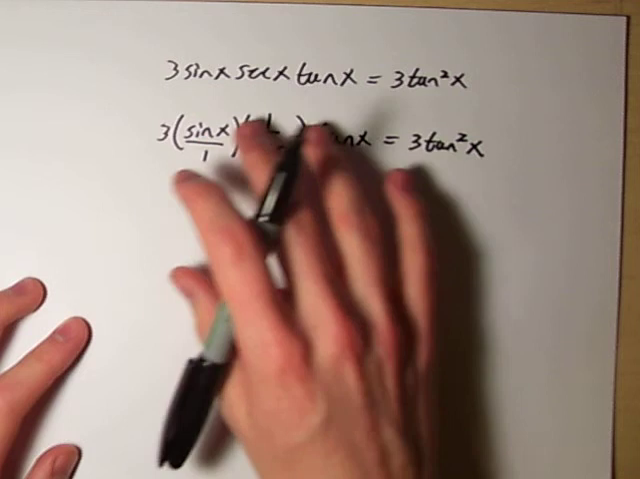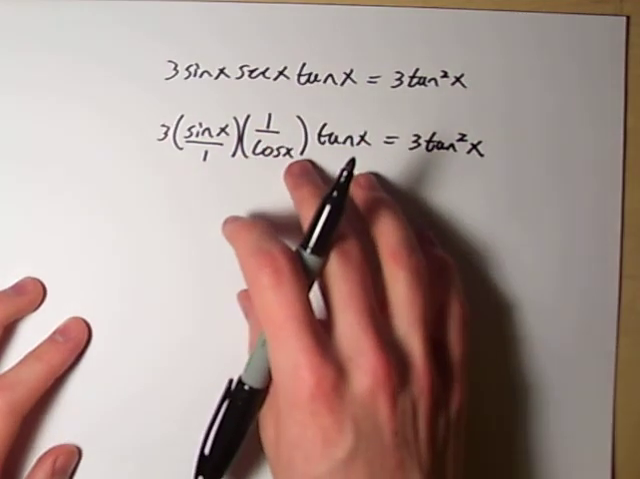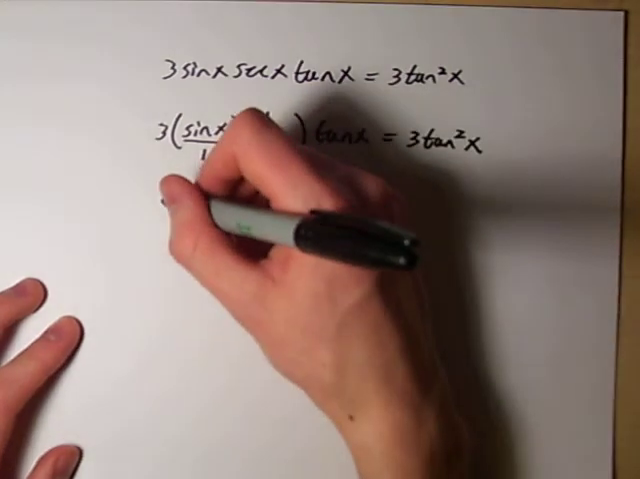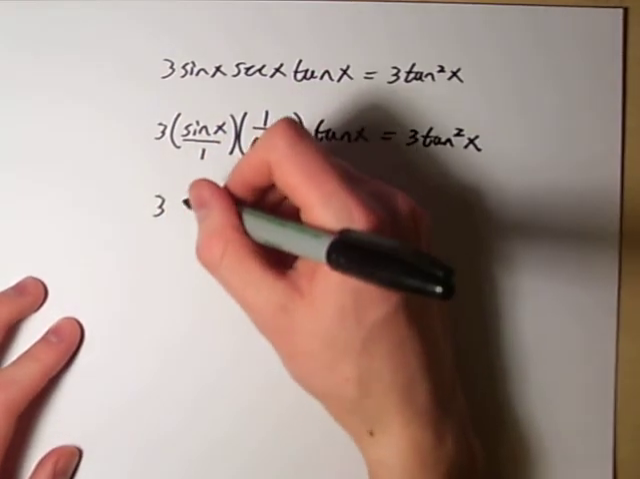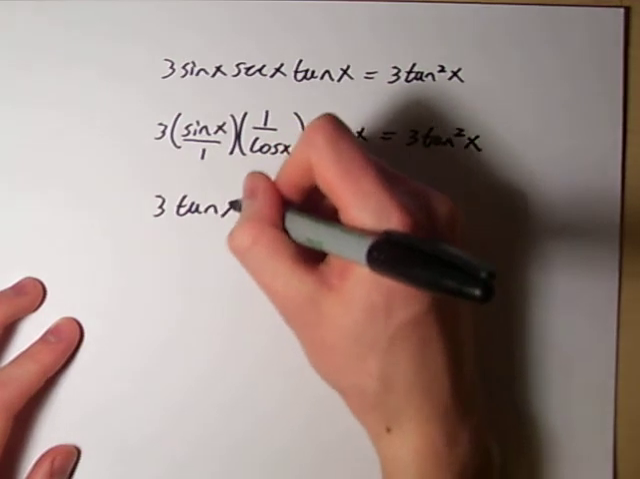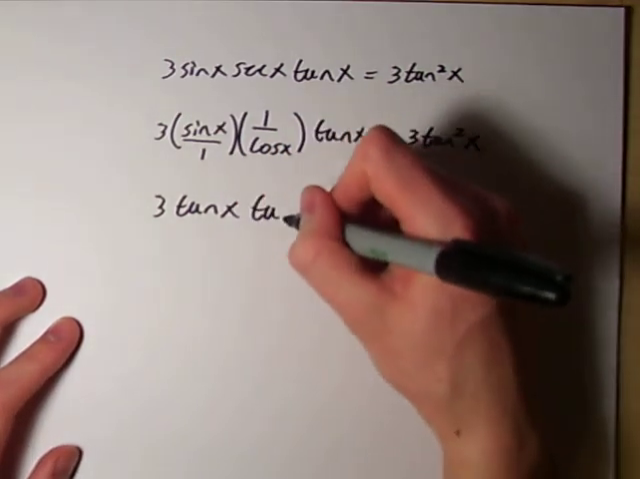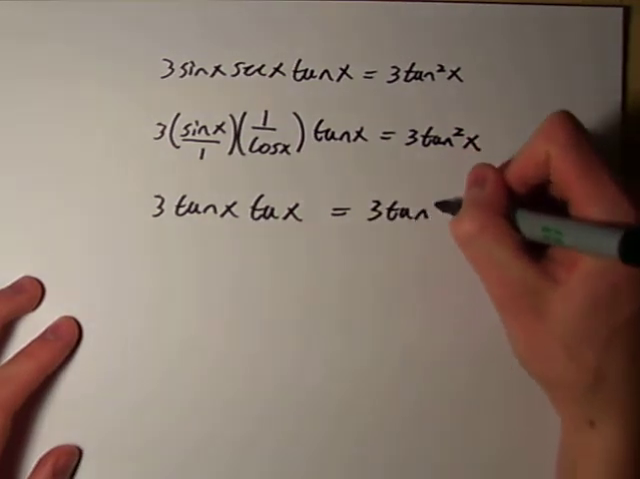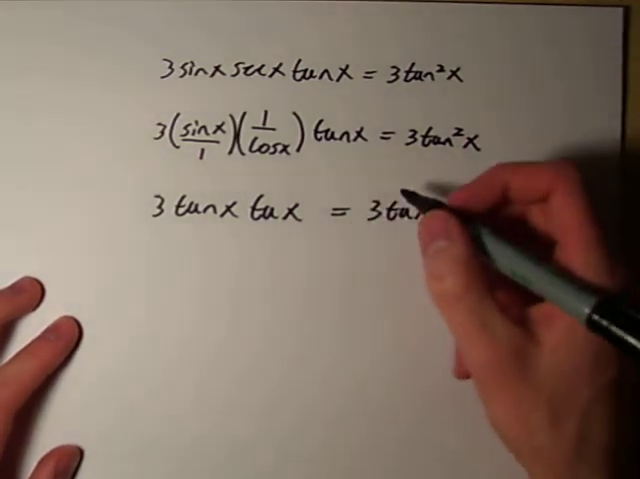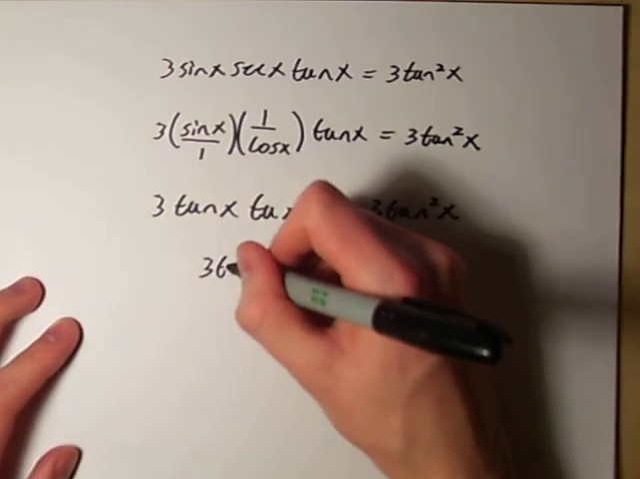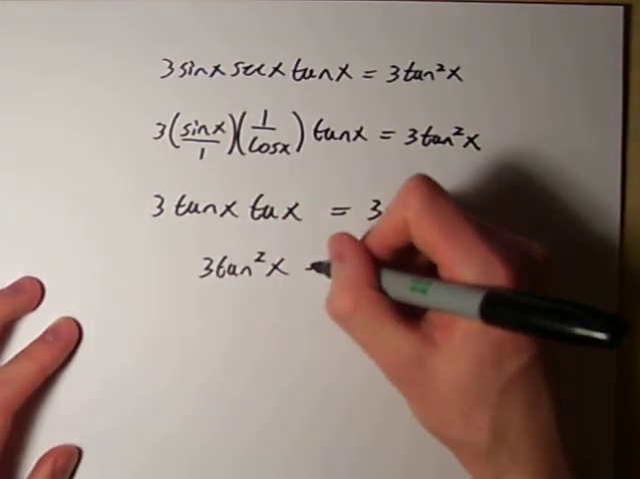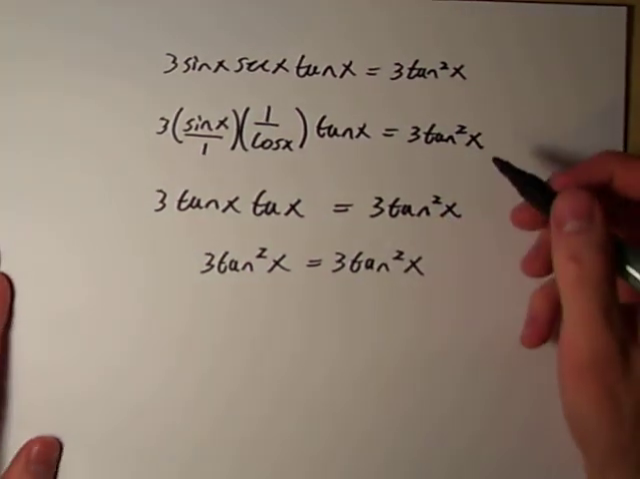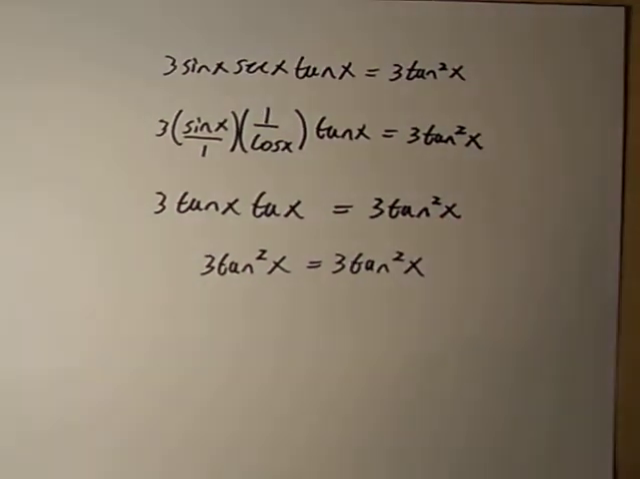So then the sine x over 1 and the 1 over cosine x, they're going to give us tangent x. So we're going to get 3 tangent x multiplied by tangent x, which equals 3 tangent squared x. So 3 tangent squared x equals 3 tangent squared x. And that's really all that's to that.